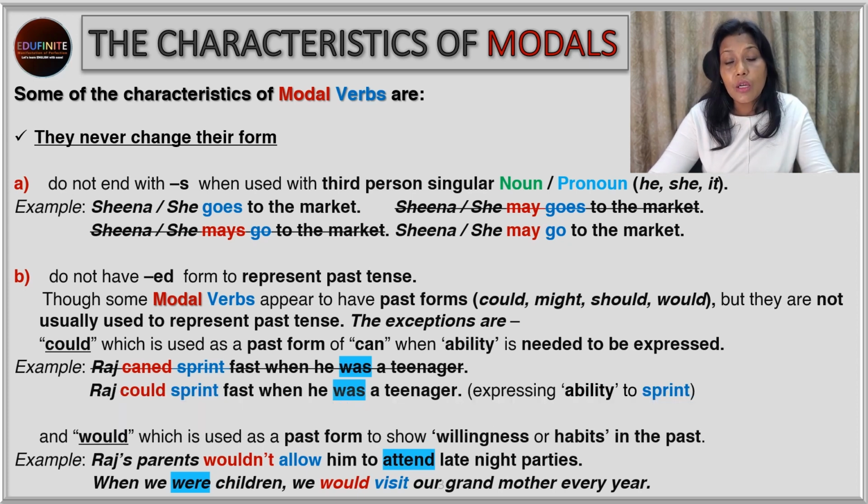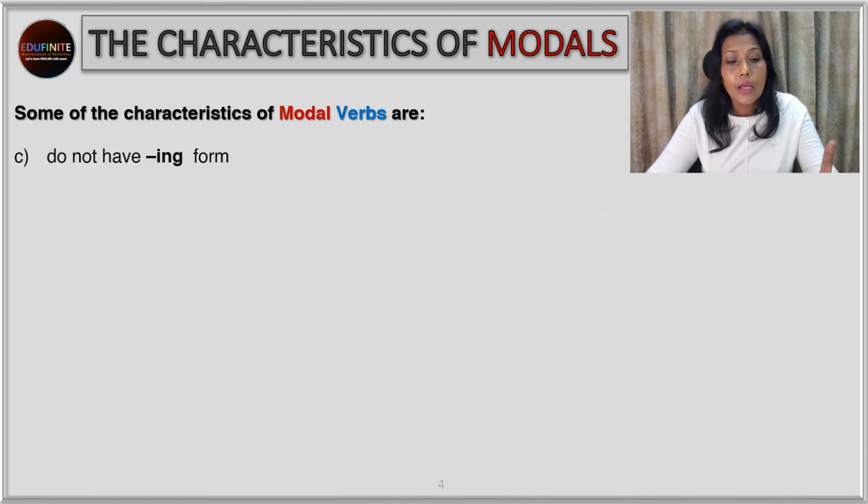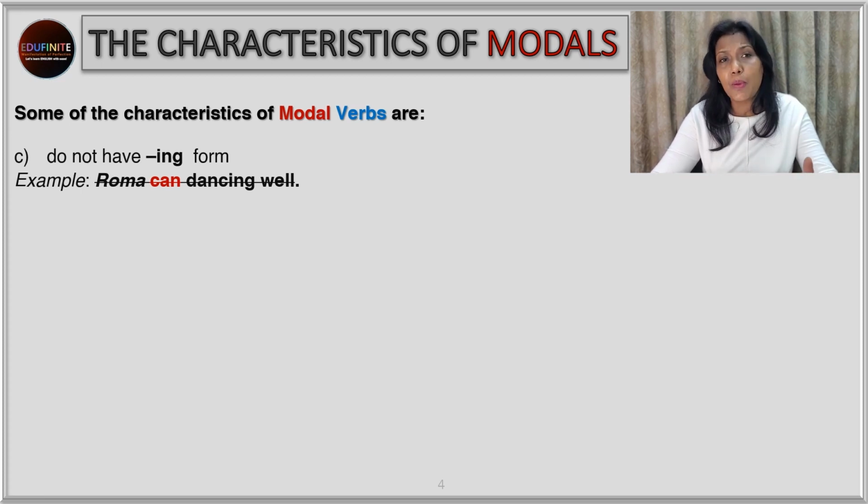Well, now let's move on to the next form which is never changed. And that is, they do not have an ing form. That means we can never say Roma can dancing well. It has no ing form. No ing verb is attached to it. For example, he is playing cricket, we say it that way. And Roma is dancing well, we can say it that way. But we cannot say Roma can dancing well. What do we say? Roma can dance well. We'll have to remove that ing from it.